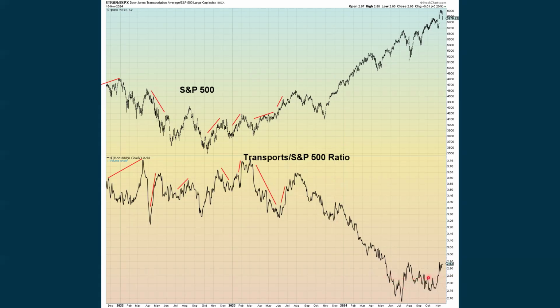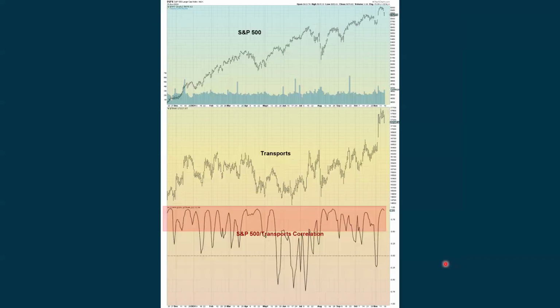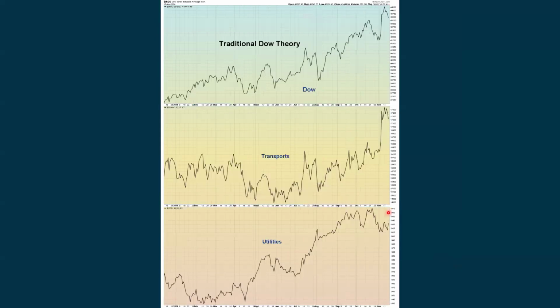If you go back into the summer months, where we've been chopping more or less sideways and then starting to go back up, that could also suggest that the transportation stocks may see some favor going forward. And we look at the relationship between the S&P and the transports. Still pretty strong here. The correlation is way up, pretty high. Then this is traditional Dow theory, where the Dow's just coming off of a recent all-time high. The transports, a recent all-time high.